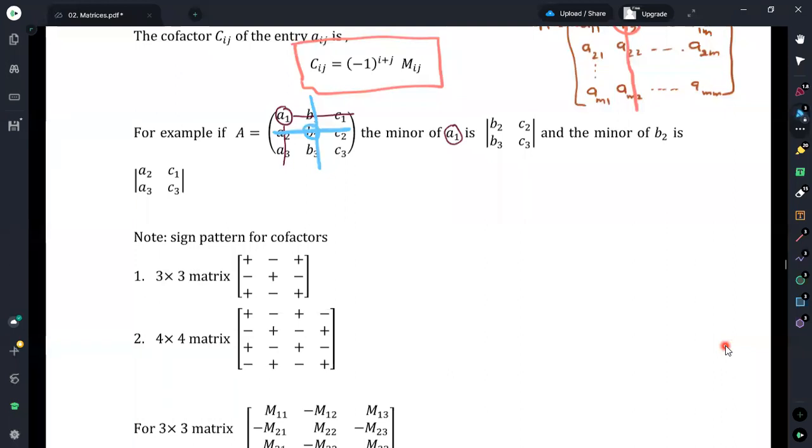Therefore, here this should be corrected as A1. This should be A1, C1, A3 and C3. It is because we have to omit or eliminate the row and column associated with P2, and for the remaining elements we have to take the determinant. This is how we are obtaining the minors.